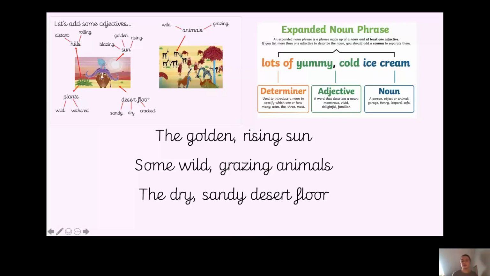Okay, so what I'd like you to do now, you've probably guessed, is I'd like you to go back to your picture of the waterhole, and I would like you to create at least 5 expanded noun phrases using your nouns and your adjectives. Okay, so that is the end of our English lesson for today. So if you could go and have a go at creating your expanded noun phrases, that would be fantastic.